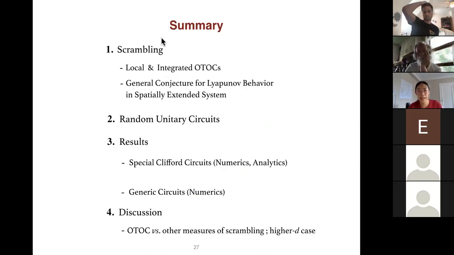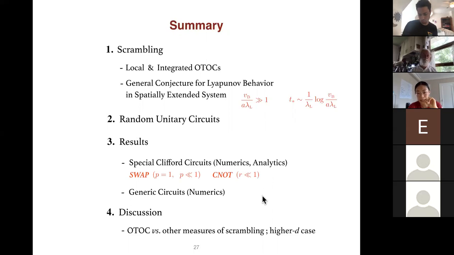What we discussed today is information scrambling measured by OTOC, in particular integrated OTOC, in spatially extended systems. We talked about a general picture of how integrated OTOC should look in a spatially extended system with local interaction, and what the condition is for this integrated OTOC to have a Lyapunov regime. The condition is that the ratio of butterfly velocity over Lyapunov exponent should be much larger than one. In this limit, I can have a parametrically long scrambling time, which allows me to consistently define the Lyapunov exponent in the integrated OTOC.